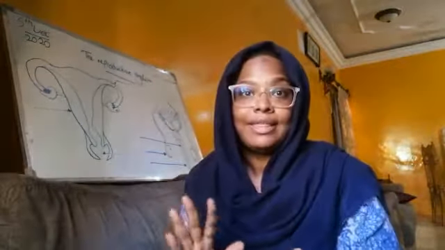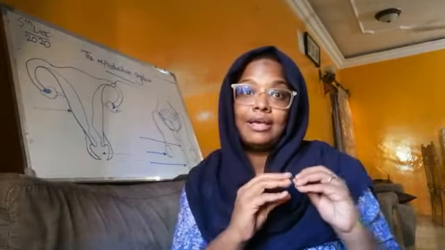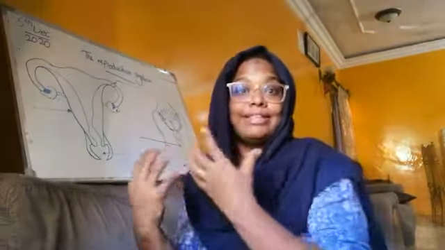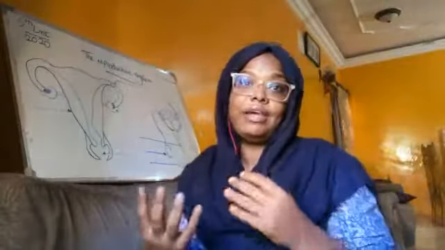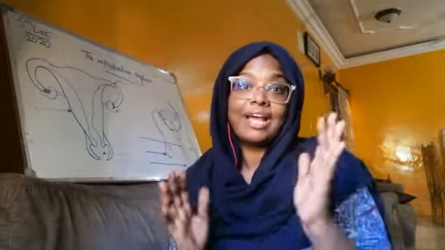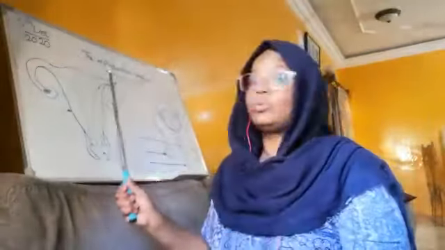Also, when the sperms or the male cells come to join the female cell, we call that fertilization. Now, first, let us see what are the organs that form the reproductive system for each male and female. Let's start with the female reproductive system.